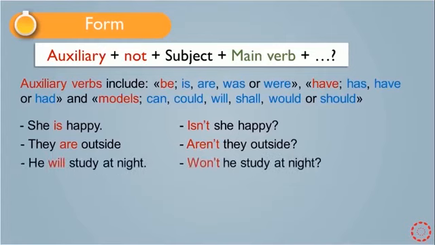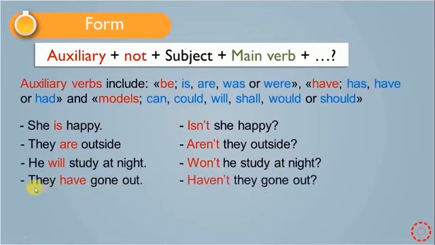Another example, also here we have will. Will is an auxiliary verb, which is a modal. We say he will study at night. Won't he study at night? We add not in the negative questions to the auxiliary verbs.